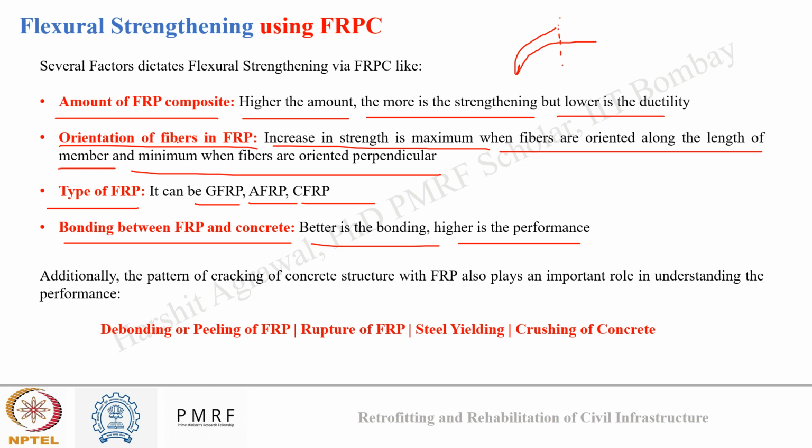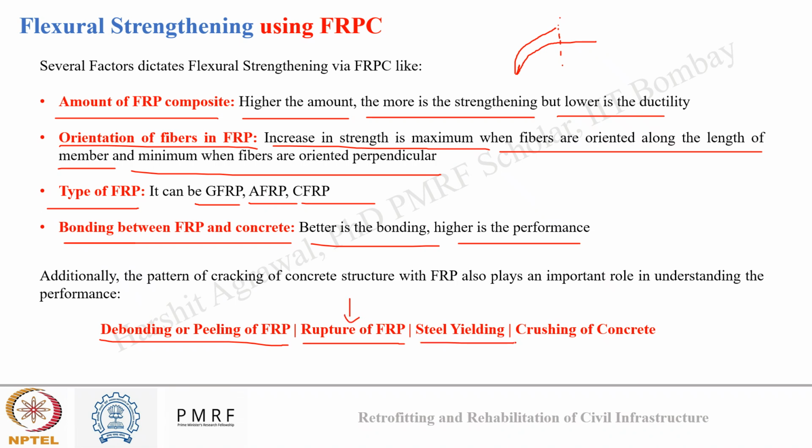Now, apart from the factors that are affecting flexural strengthening, the pattern of cracking in a concrete structure with FRP also plays an important role in understanding the performance. There can be either debonding or peeling of FRP, which shows that neither FRP nor concrete failed. It was the bond between FRP and concrete that failed. There can be rupture of FRP, which shows that FRP was not able to provide sufficient strength and concrete didn't fail. It was the FRP that failed.